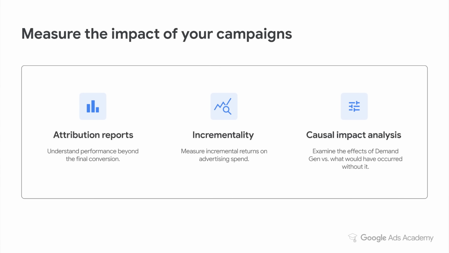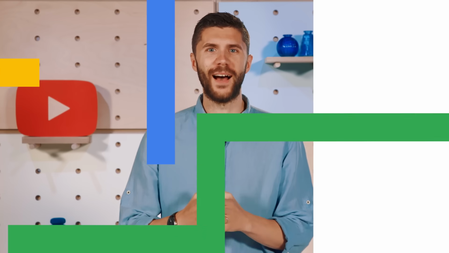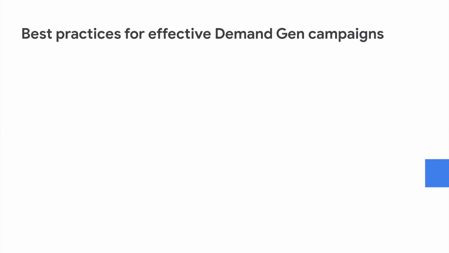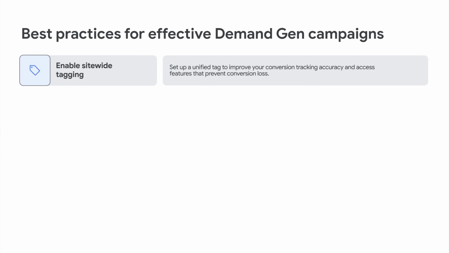Finally, I have a few tips and tricks to get you started with Demand Gen campaigns, some of which we've touched upon already. But firstly, enable site-wide tagging to improve your conversion tracking accuracy and access features that prevent conversion loss with a unified tag. The second point, utilize those product feeds.